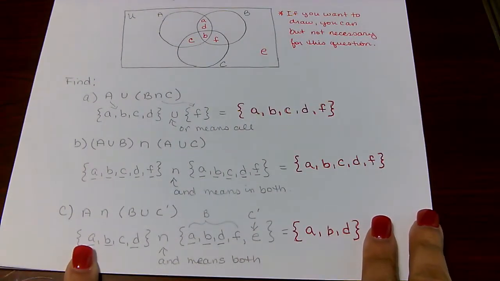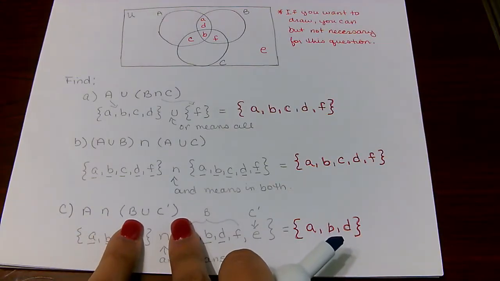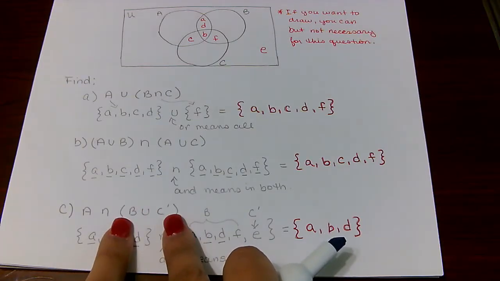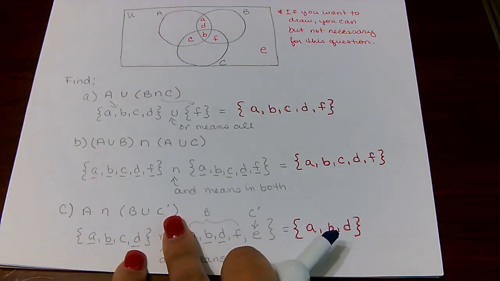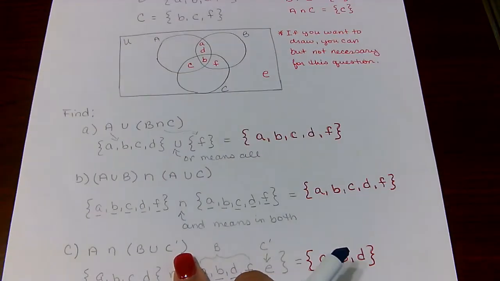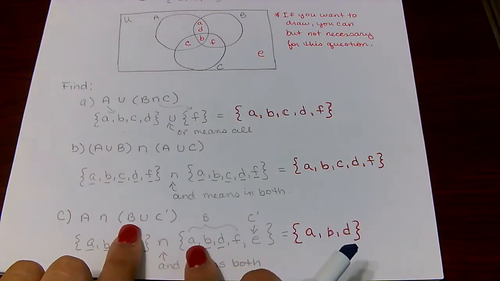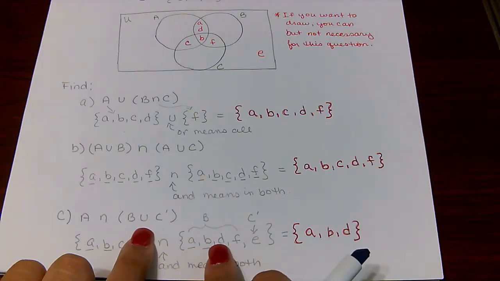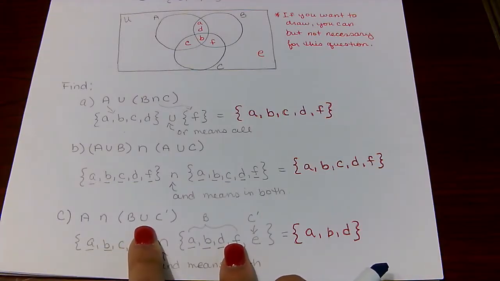Okay. For part C, we have A and parentheses B or not C, or the complement of C. So I would always suggest working with the parentheses first. The thing I did over here was go ahead and list out all my elements in A, which is A, B, C, and D, as listed there. And then over here I did B, which is A, B, D, and F. That's everything in B.